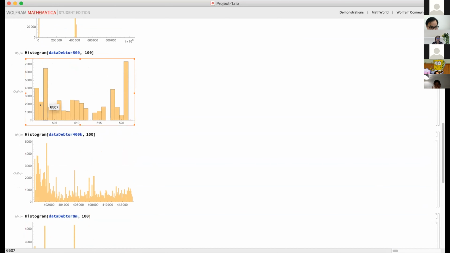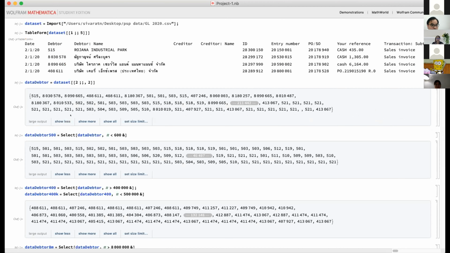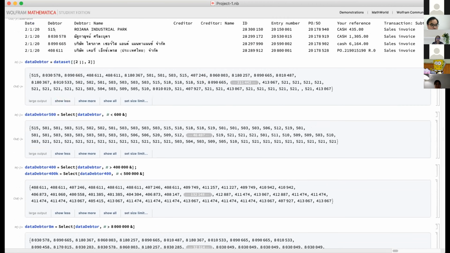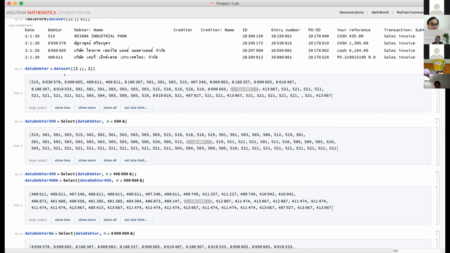Like this histogram shows, for example, ID 505. Yes, I understand that. But what is the meaning of that column? Oh, it's just the ID of the vector. Why are you analyzing the histogram of ID? Because I want to see which items are sold together frequently. So if I see which debtor buys which items together like that. Does that make sense?